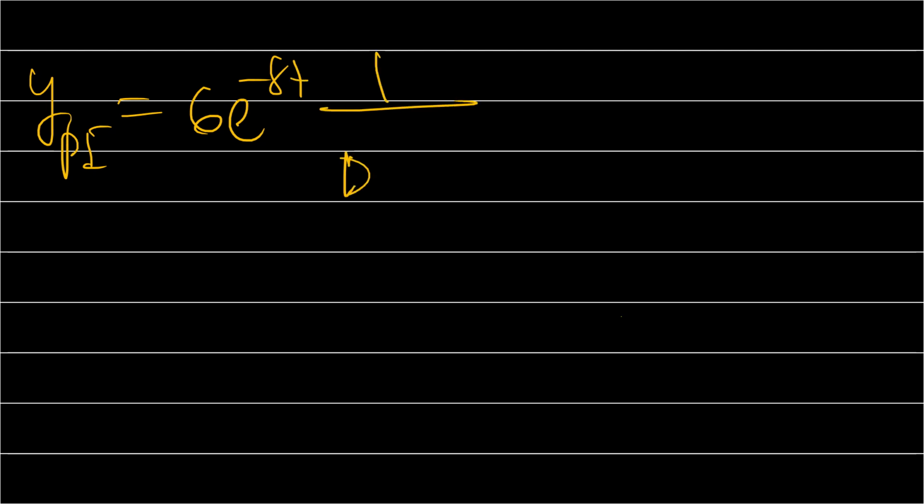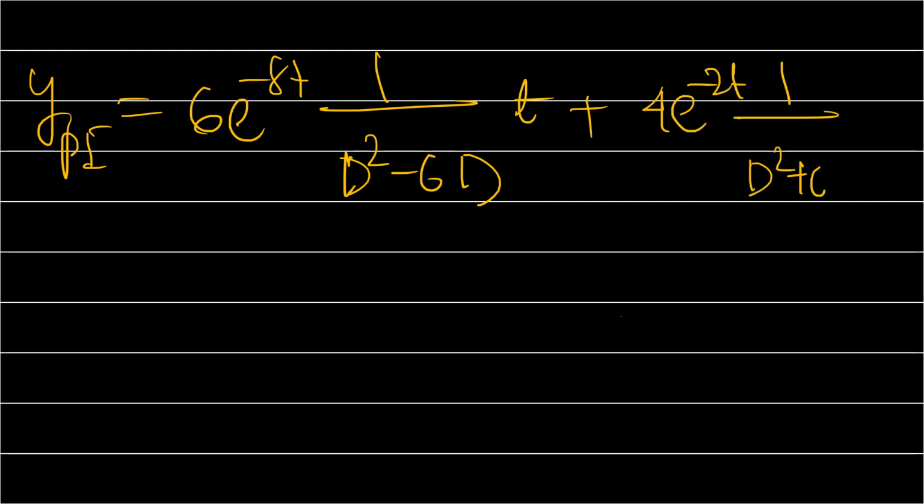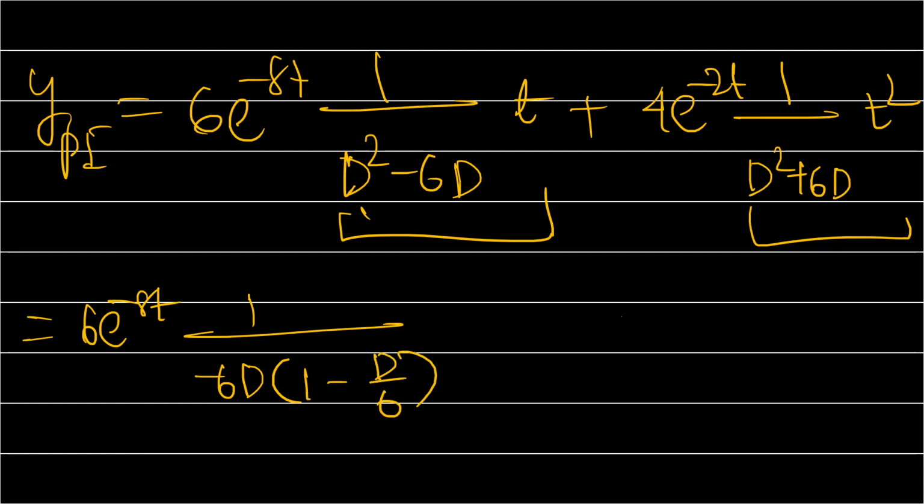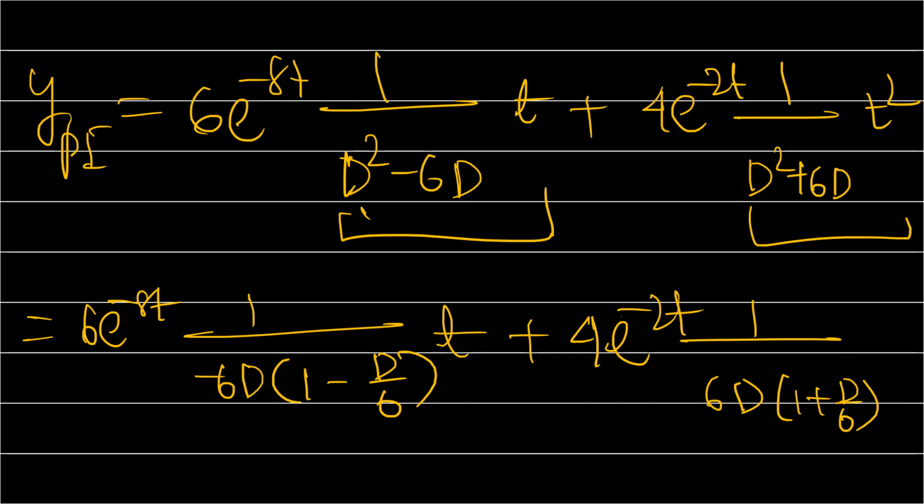So now the PI is equal to 6 e to the power minus 8t, 1 by f of D minus 8, whose value is D square minus 6D, plus 4 e to the power minus 2t, 1 by f of D minus 2, whose value is D square plus 6D, t square. Now how will we have to solve this? By binomial expansion. So 6 e to the power minus 8t, 1 by, taking common minus 6D, it will be 1 minus D by 6, plus 4 e to the power minus 2t, 1 by 6D, again 1 plus D by 6, t square.